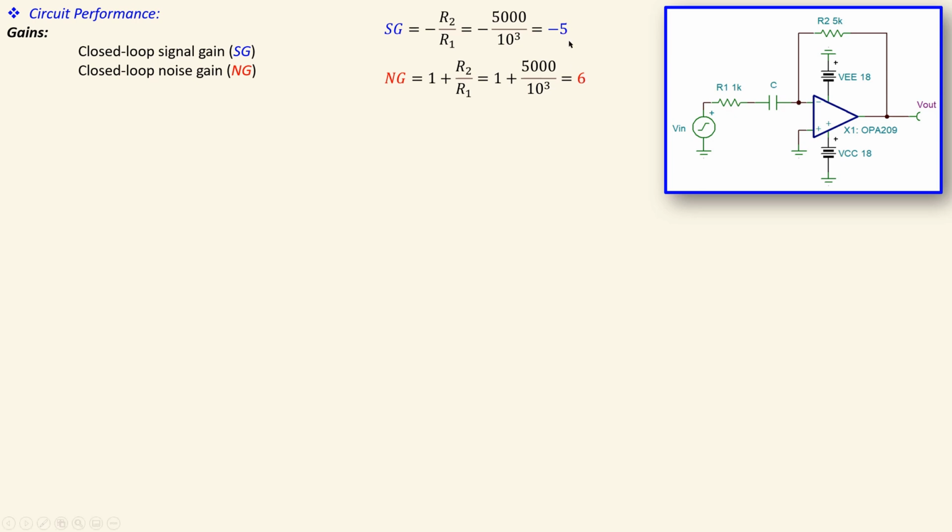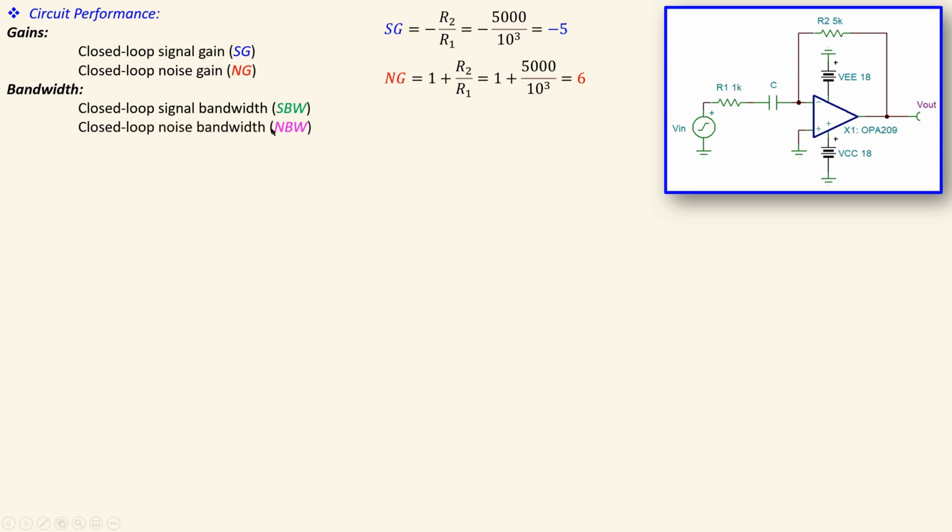Again, we see that the signal gain is different than the noise gain. This is just given as a discussion that the signal gain can be different, and in most cases it will be different, but it must not be used in our noise analysis. So for the bandwidth, we also have two specific bandwidths: the closed loop signal bandwidth and the closed loop noise bandwidth.